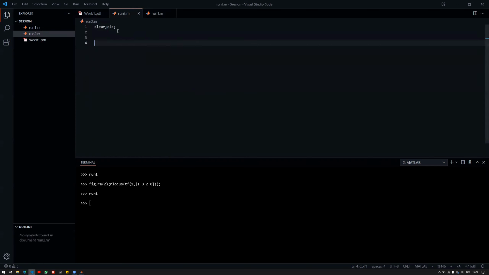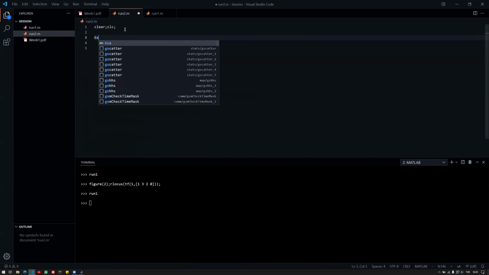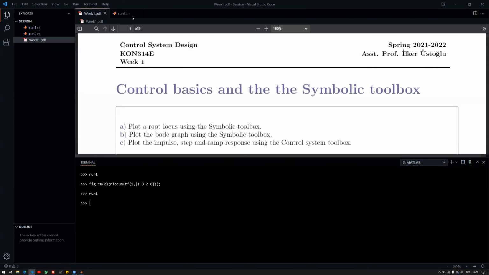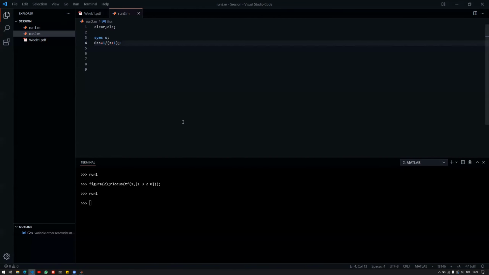So yeah, let's also have some s. Let's define again a very basic transfer function. And note that this is a symbolic toolbox transfer function. Now, there are 2 questions here, again, as in the case of root locus. What is a Bode plot, and how can we generate it using the symbolic toolbox?